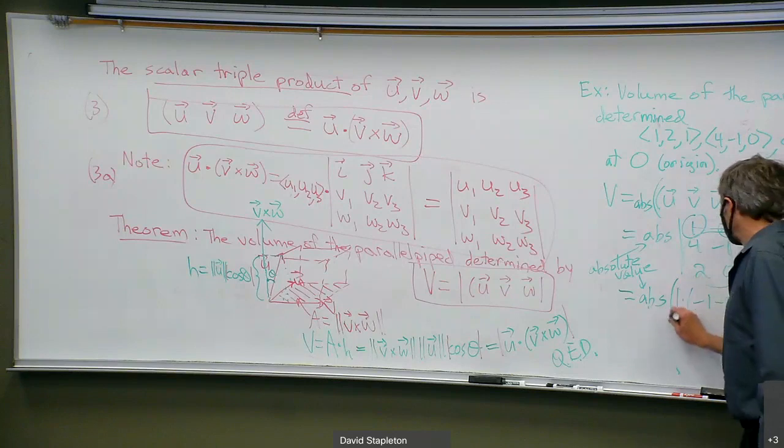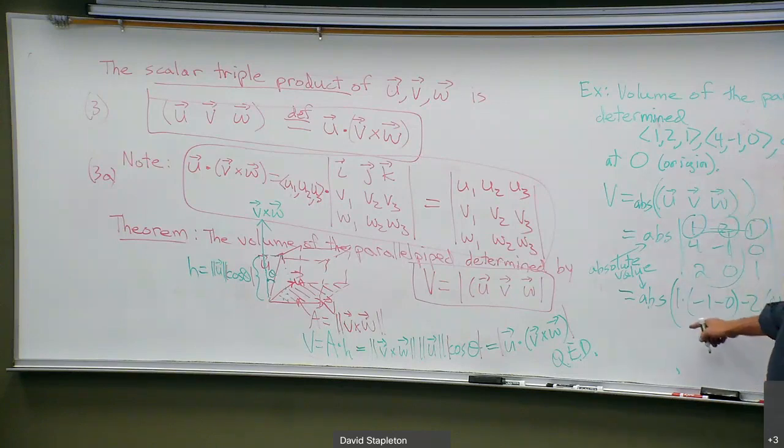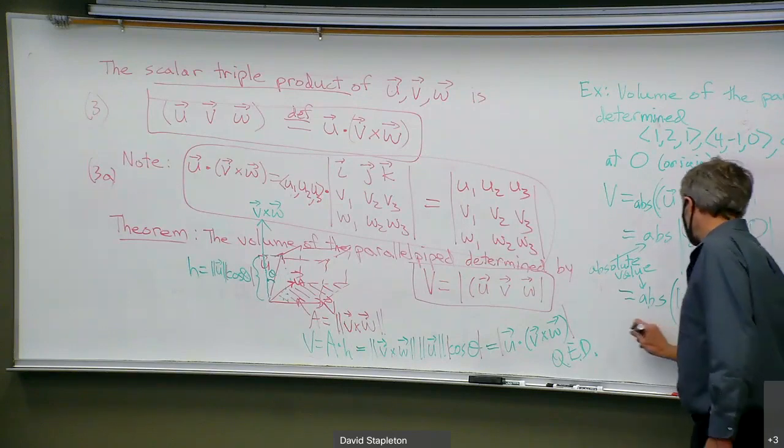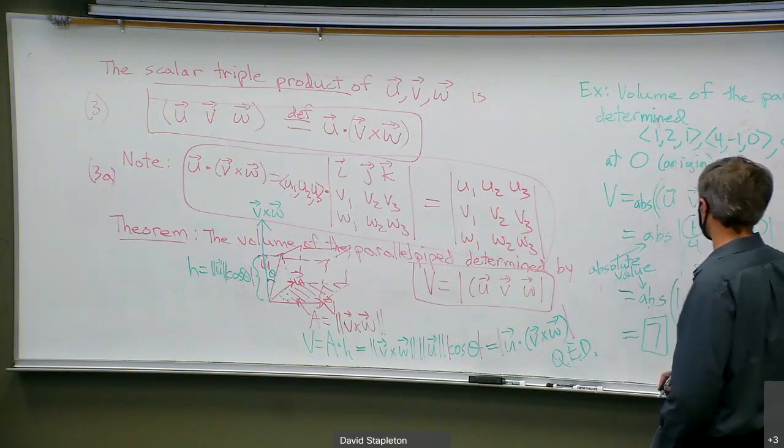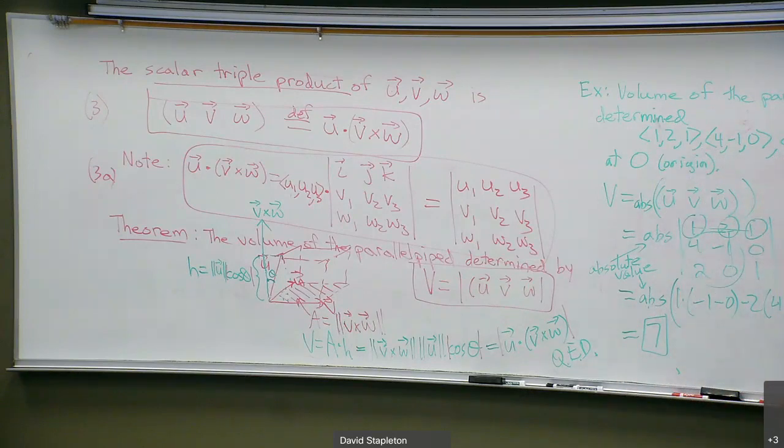So it's the absolute value of all of this. Well, let's see, there's negative 1. Negative 8 more makes negative 9. Plus 2 is negative 7. This parallelepiped has volume 7 as quickly as that. All it is is the absolute value of a determinant.